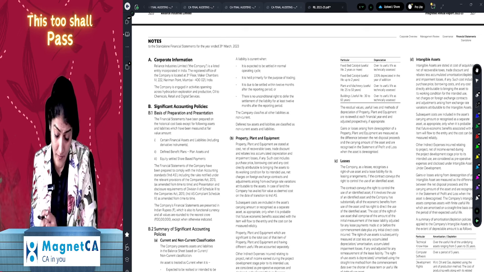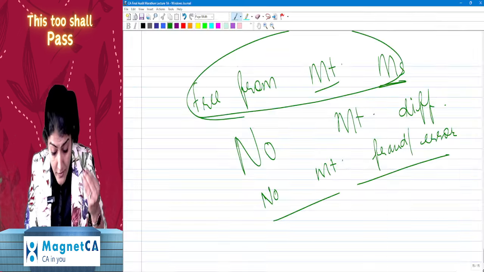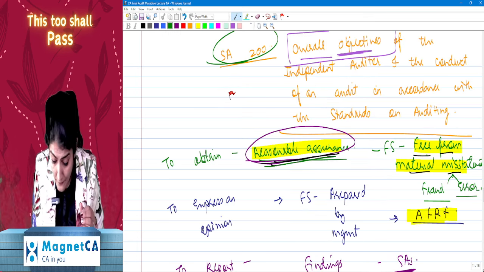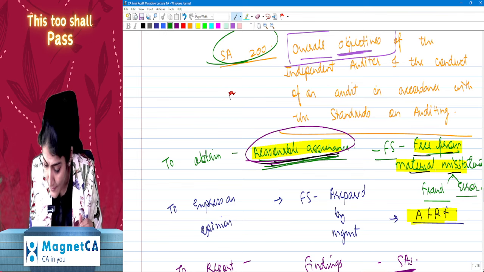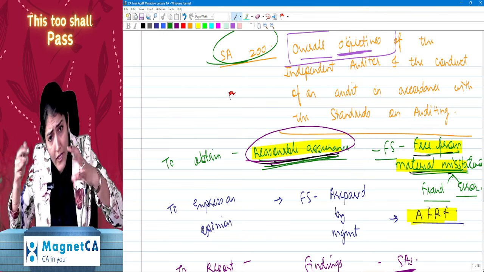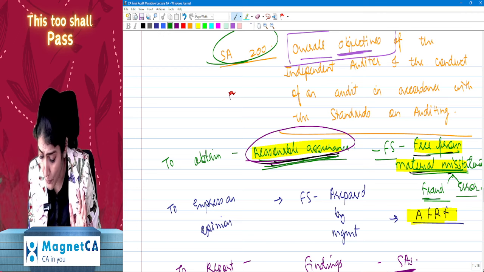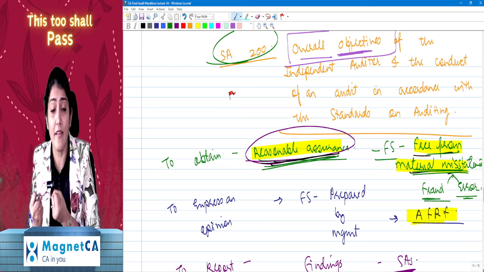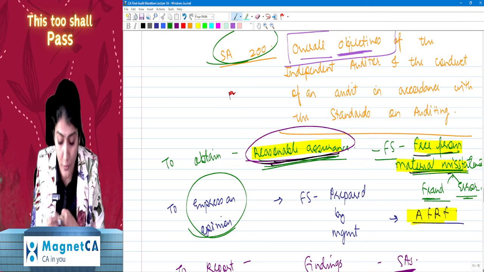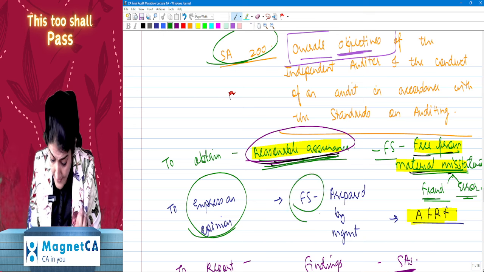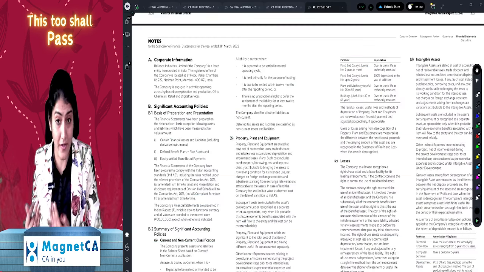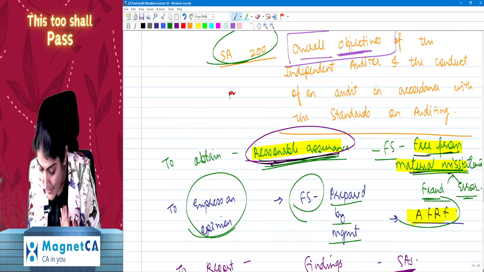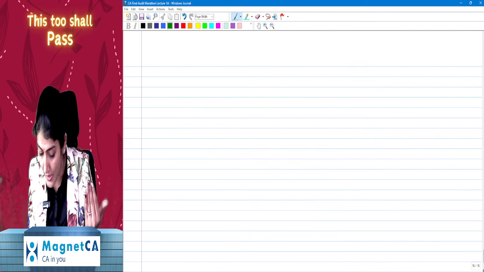Right, so the objective of the auditor is to obtain reasonable assurance that these financial statements which are being audited by the auditor are free from material misstatement, whether due to fraud or error. And once the auditor gets that reasonable assurance, then you express an opinion saying what? Okay, yes, these financial statements, like in the case of Reliance over here, have been prepared by the management as per an AFRF.